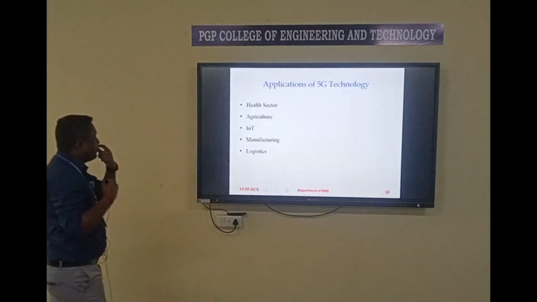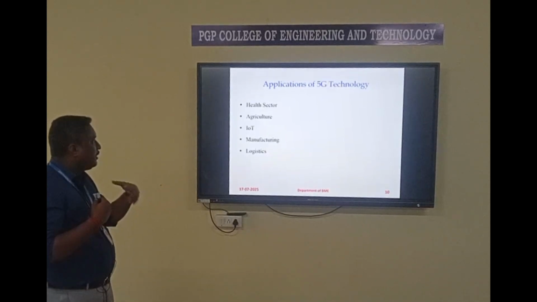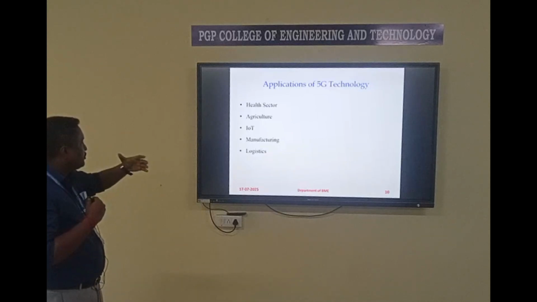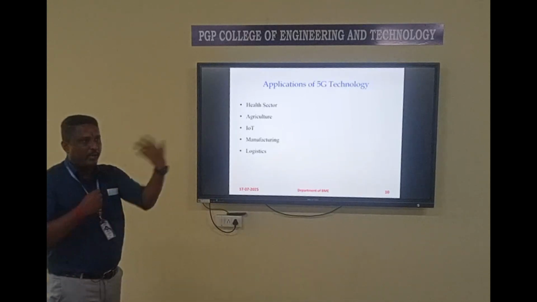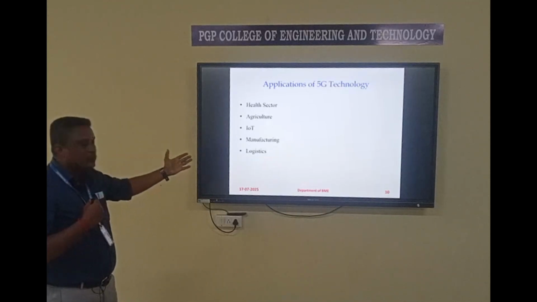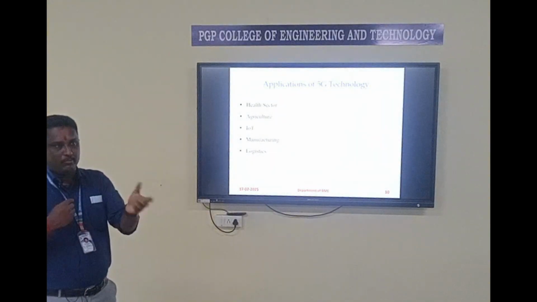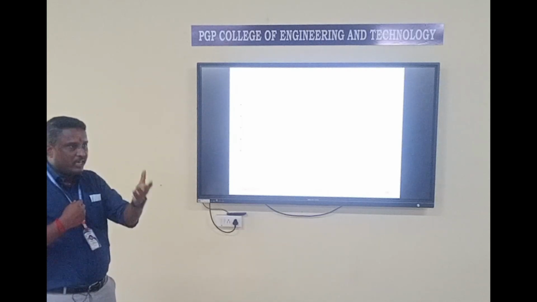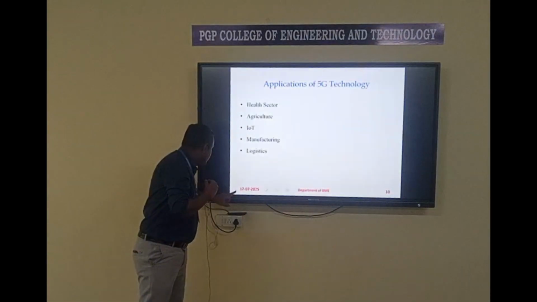Then the applications: it is used in the health sector and agriculture. IoT, with multi-input and multi-output, is connected, and manufacturing is also used for everything. Logistics is mainly used for vehicle-to-vehicle communication or vehicle-to-infrastructure communication, mainly for shipping. Suppose in shipping, tracking is very slow; at that time 5G technology is very easy to access for the shipping side. So that is the advantage of 5G.